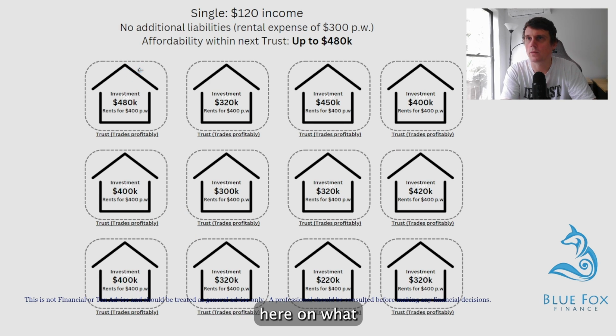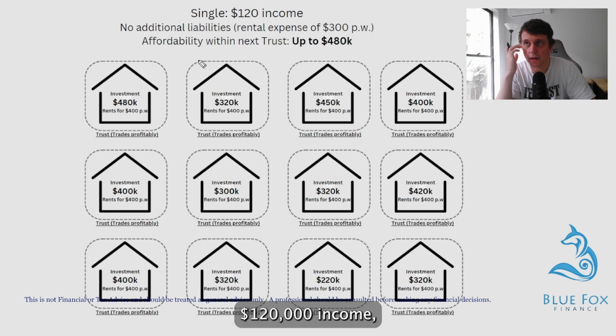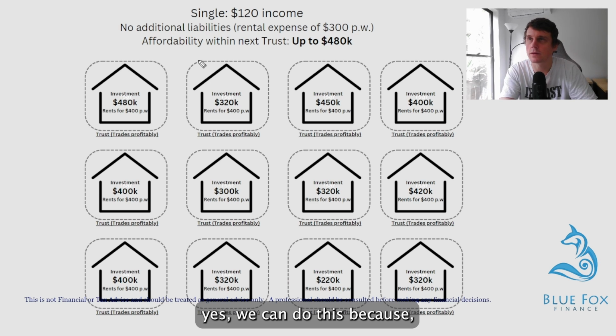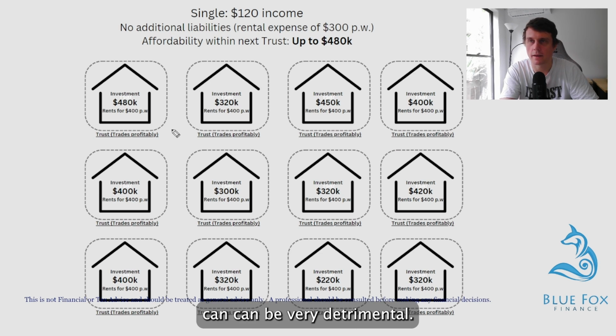Quick warning here on what can actually go wrong. So if we take this example where someone's bought their 12 properties on $120,000 income, yes, we can do this because we're using different entities, but I wanted to quickly go through the risks of what can actually happen. So obviously owning 12 properties is a huge exposure as it is. Drops in prices, things like that can be very detrimental. But let's have a look at how it can actually get you a bit more stuck more easily.